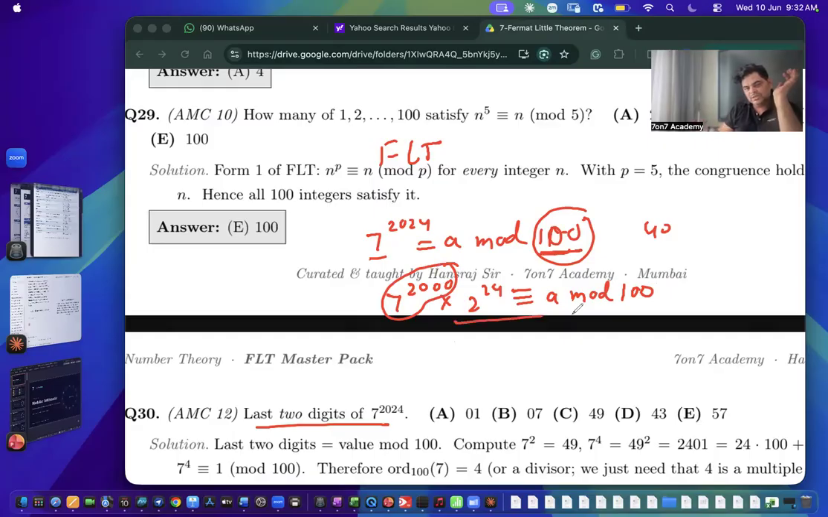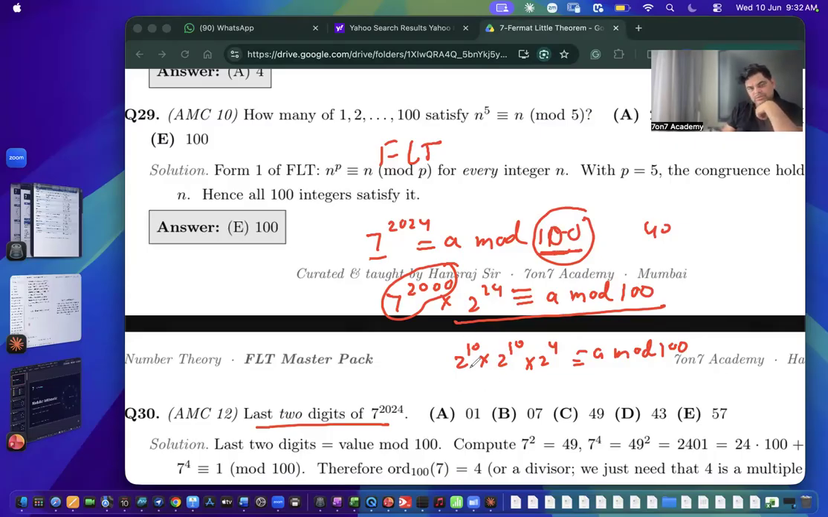Now how will you get this? How will you simplify this? Can you tell me how you will simplify that? 2 raised to 24. So can you write it as 2 raised to 10 into 2 raised to 10 into 2 raised to 4 mod 100? Understand? What is 2 raised to 10?